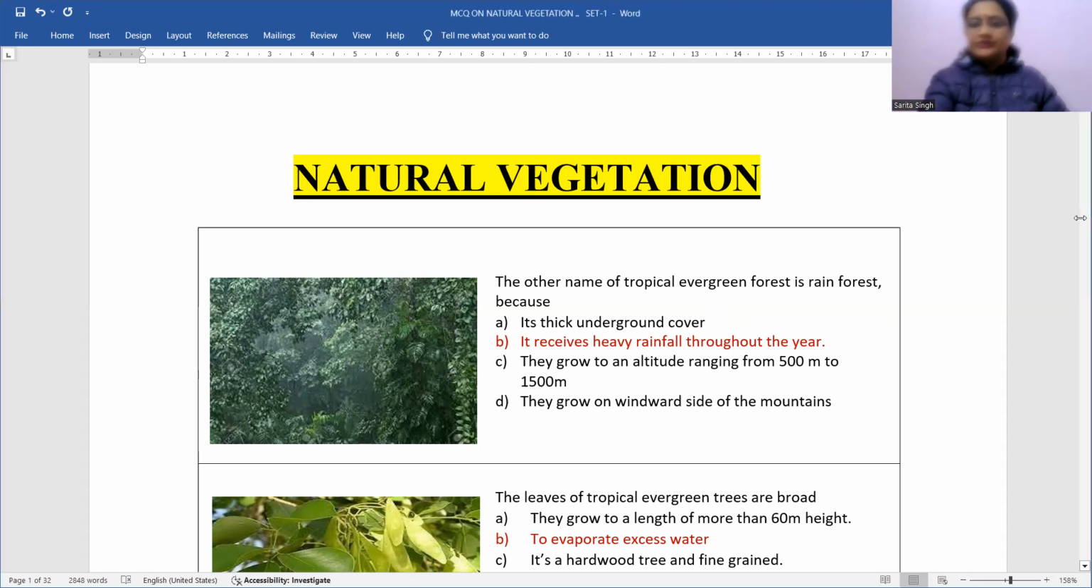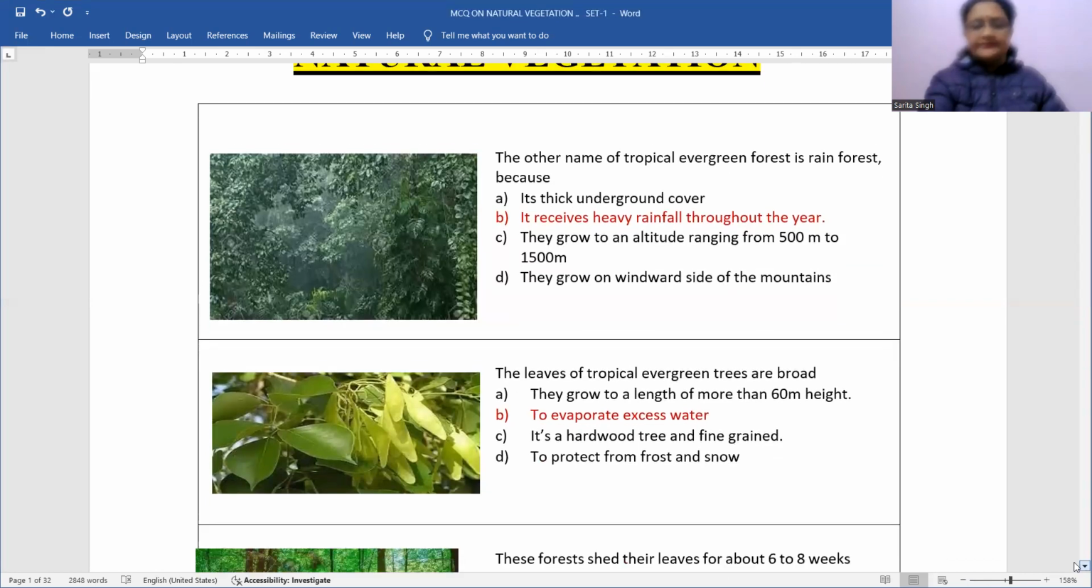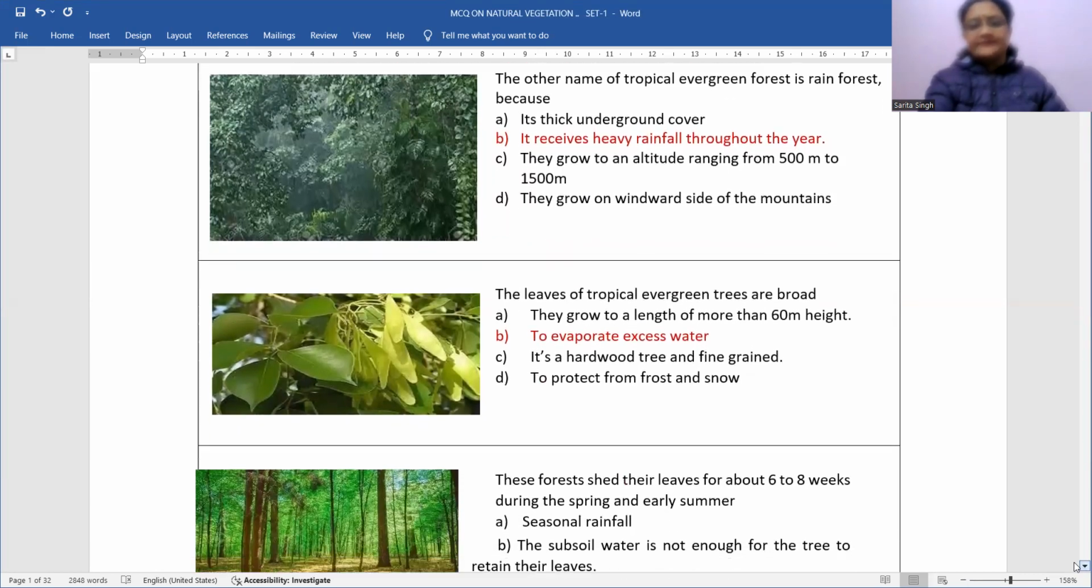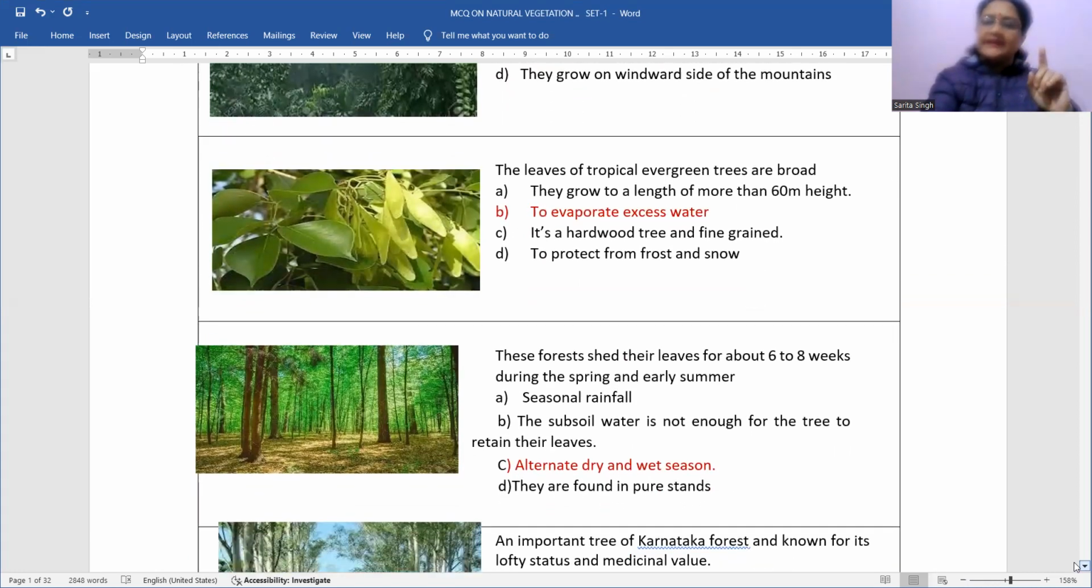Right? Okay. Now, the next one is the leaves of tropical evergreen trees are broad. ओके अब इसका क्या रीजन हो सकता है? The leaves of tropical evergreen trees are broad. Number 1, they grow to a length of more than 60 meters height. Number 2, to evaporate excess water. Number 3, it's a hardwood tree and fine grained. And number 4 is to protect from frost and snow. Right? अब इसका सबसे करेक्ट आंसर यहाँ पर होगा B, that is to evaporate excess water.